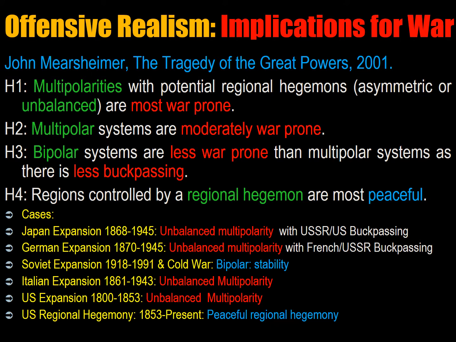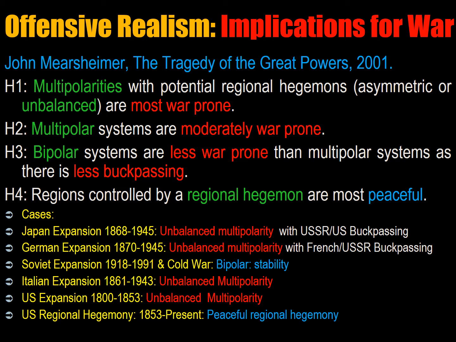So these are the hypotheses from John Mearsheimer. 1. Multipolarities with potential regional hegemons, whether they're asymmetric or unbalanced, are the most war-prone. So if you have a country that has a chance of becoming a regional hegemon and there is a multipolar region, you could have war. That's Nazi Germany in the 1930s. The second hypothesis, multipolar systems are moderately war-prone. So they're not super war-prone like the Neorealists argue, they're moderately.